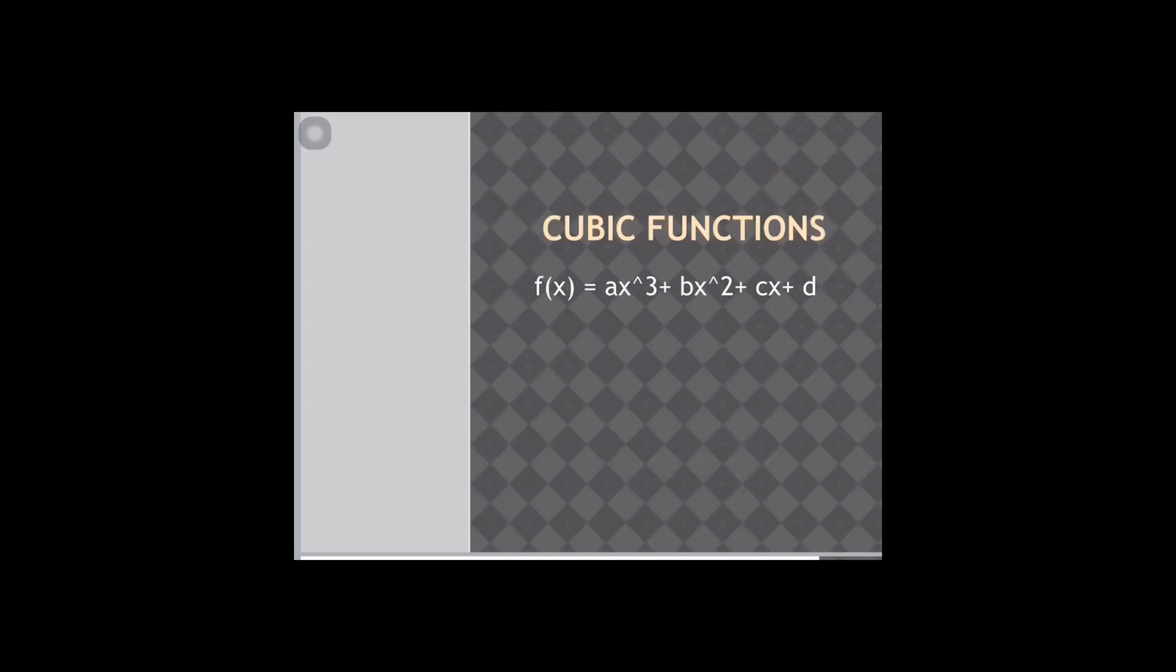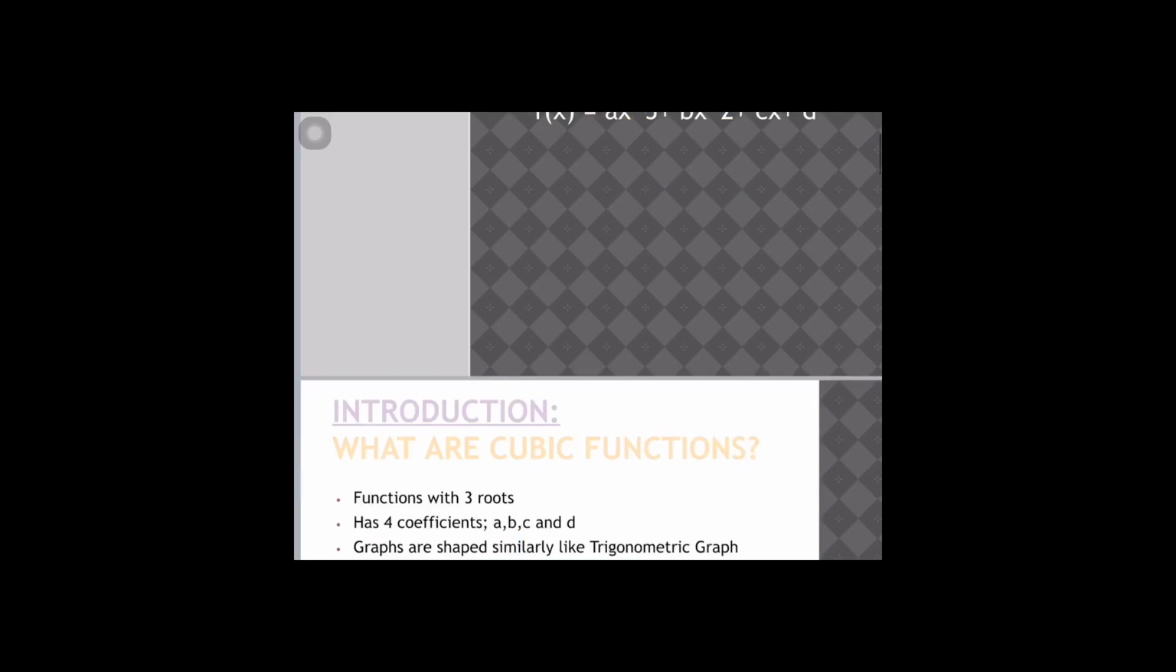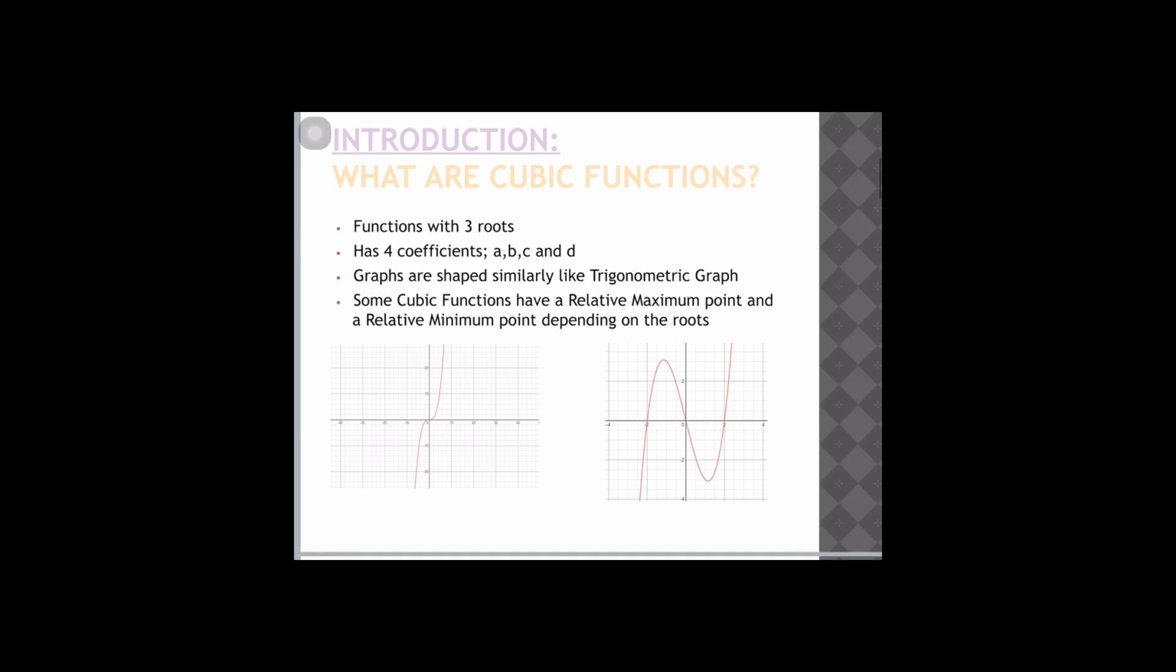Okay, here we have cubic functions. Now, before we dive into all the translations and reflections for the functions, let's first start with the basics of a cubic function. First off, let's start by identifying what makes a cubic function. For starters, a cubic function has a highest power of 3. This means it has 3 roots. The other feature about cubic functions is that it has 4 coefficients: a, b, c, and d.